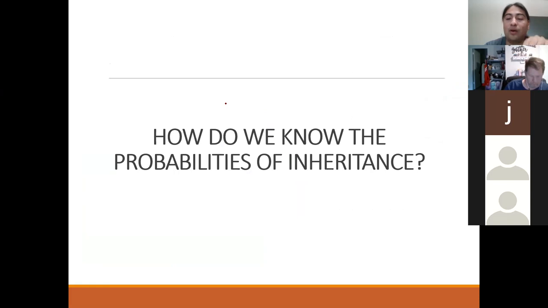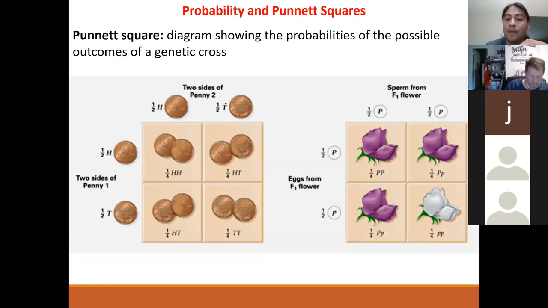All right, so how do we know these probabilities? How do we wrap up all this information that we've been learning right now? There is something called the Punnett squares, which are going to help us determine the probabilities of the phenotypes and genotypes. As it says over here, a Punnett square is a diagram that shows the probabilities of the possible outcomes of a genetic cross.